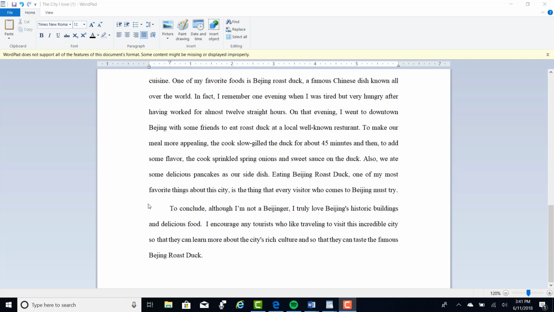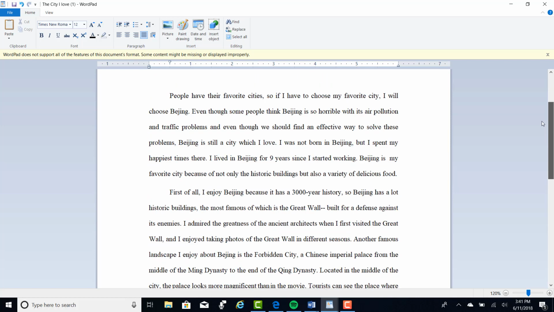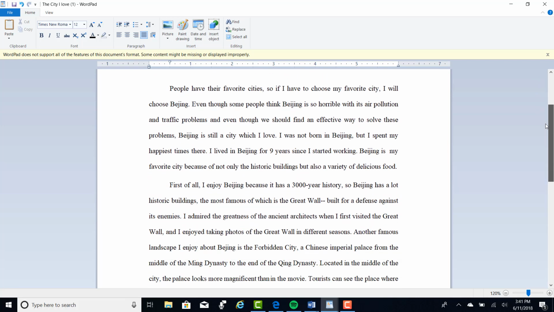I encourage any tourists who like traveling to visit this incredible city so they can learn more about the city's rich culture and so they can taste the famous Beijing roast duck. All right, so there we go. So I think we have it. All right, let's look at it one more time, and then I think we'll be done.